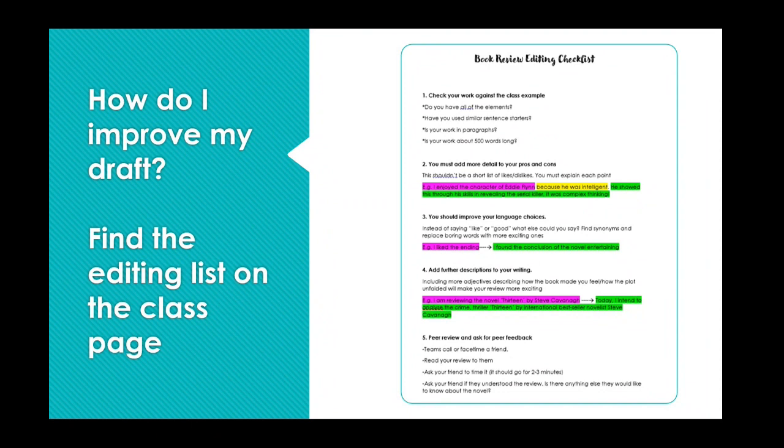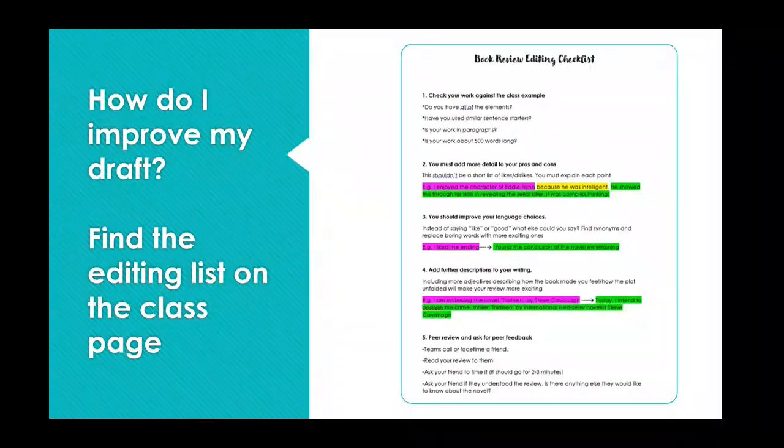You could also improve your language choices. Instead of saying like or good, what else could you say? What better words could you use? Find synonyms and replace boring words with more exciting ones. You're supposed to be a reviewer. Instead of saying, I liked the ending, you might say, I found the conclusion of the novel entertaining. It says a bit more about why you liked it, and it's a bit more formal by using the word conclusion.